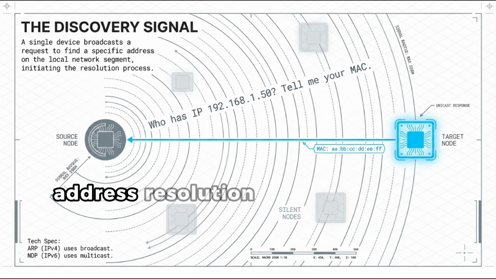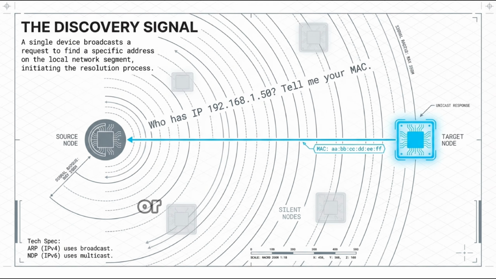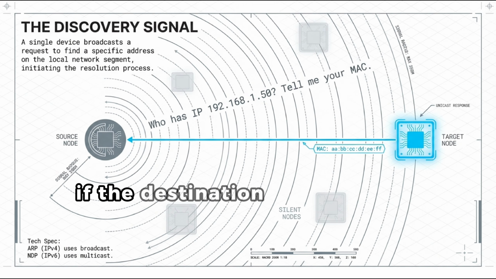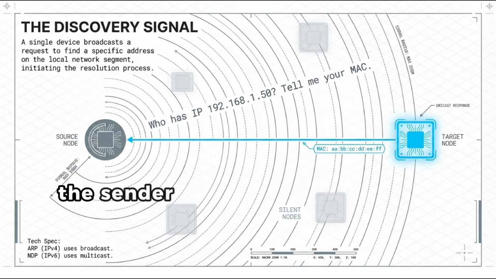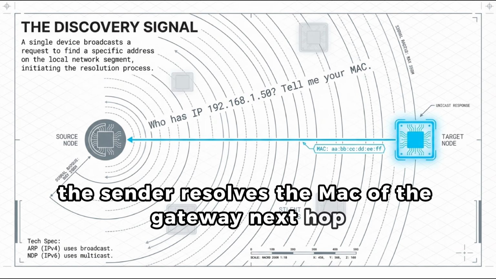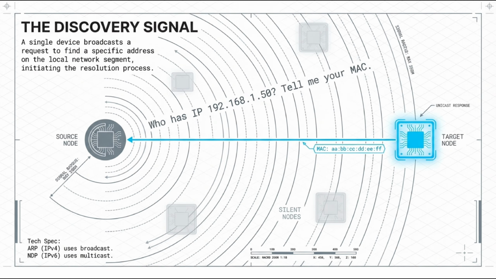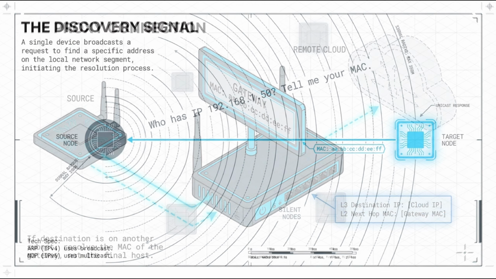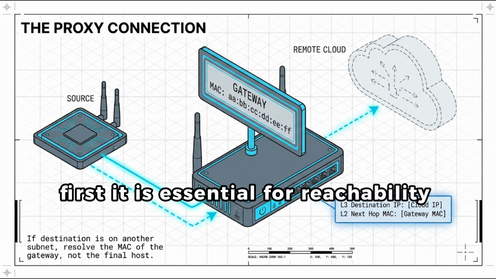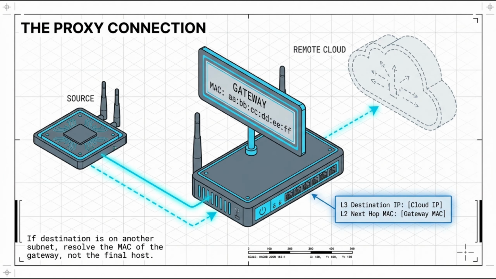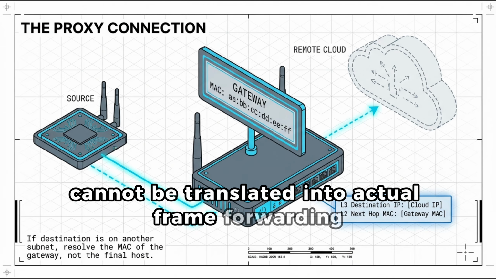Conversely, address resolution is limited to the broadcast or multicast domain. If the destination is on another subnet, the sender resolves the MAC of the gateway next hop instead of the final host. Why does address resolution matter? First, it is essential for reachability on Ethernet and similar links. Without it, IP routing cannot be translated into actual frame forwarding.